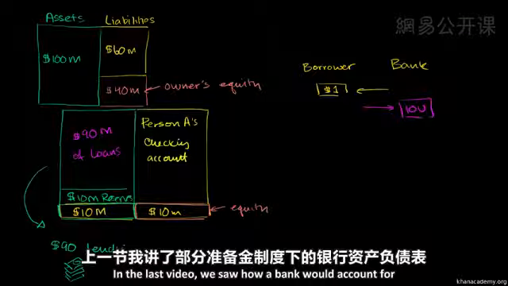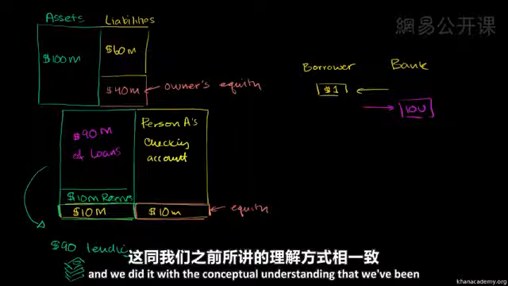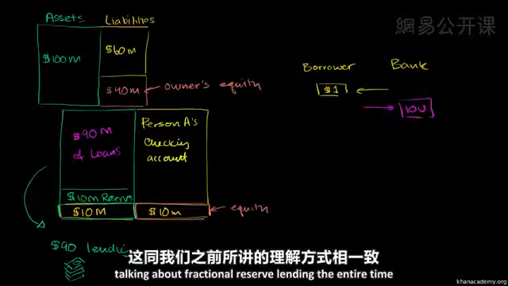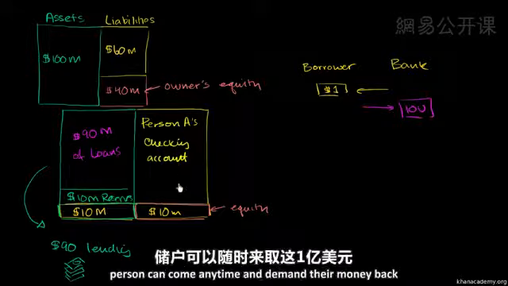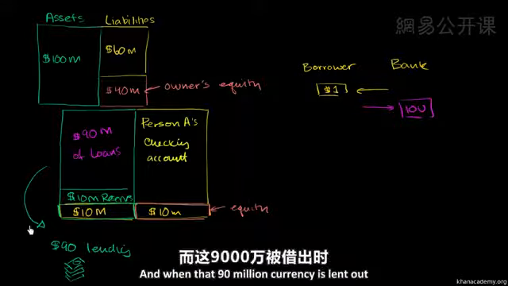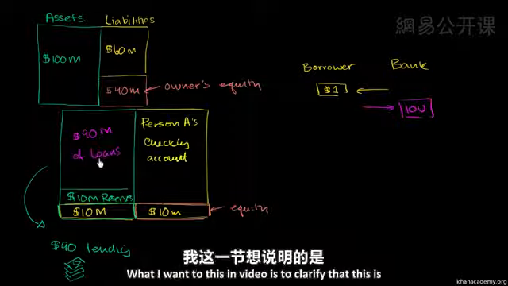In the last video, we saw how a bank would account for fractional reserve lending on its balance sheet. And we did it with the conceptual understanding that we've been talking about fractional reserve lending the entire time. Someone deposits $100 million in reserves and $90 million of it gets lent out. And of course, the offsetting liability is that that person could come at any time and demand their money back. And when that $90 million of currency is lent out, the asset that's gotten in exchange for it is $90 million worth of IOUs.